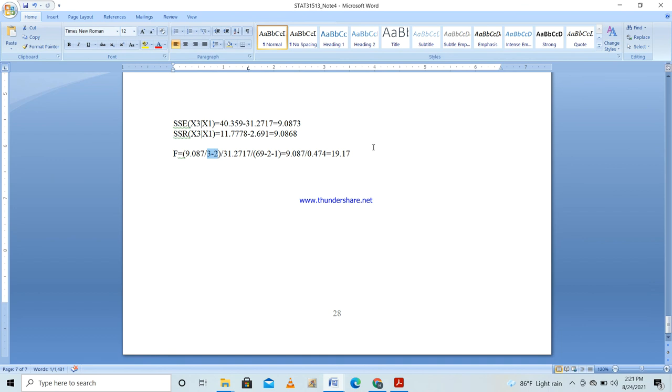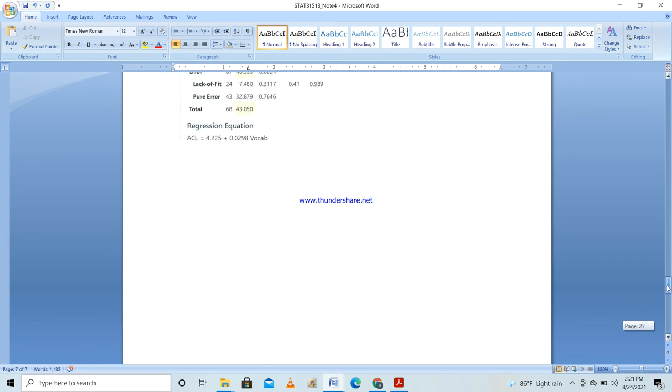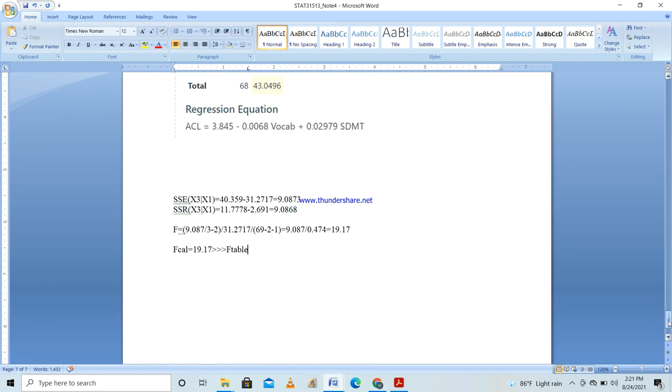From the calculated value we have 19.17. So we can see our test statistic is greater than the table value. This is the F calculated value, 19.17, and it is greater than the F table value. So in that case, we can reject our H naught. That is, we can reject the reduced model, and we can conclude the best model is the full model. That is, the best model is to include X1 and X3 to predict the ACL level. So this is how we use the extra sum of squares to determine whether the reduced model or the full model is the best fit.